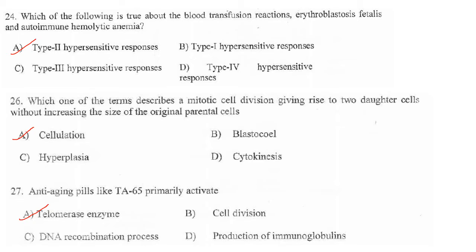This blocks further cell division, induces senescence, apoptosis, and oncogenic transformation of somatic cells, affecting the health and lifespan of the individual. An enzyme called telomerase is responsible for maintaining the length of the telomeres by addition of guanine-rich repetitive sequences. So the anti-aging pill TA65 primarily activates the telomerase enzyme.